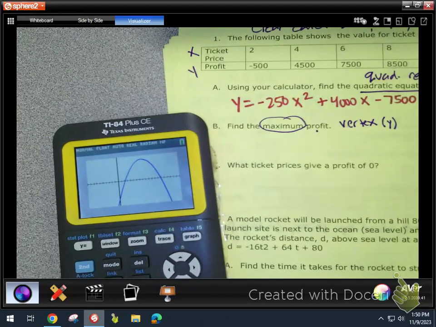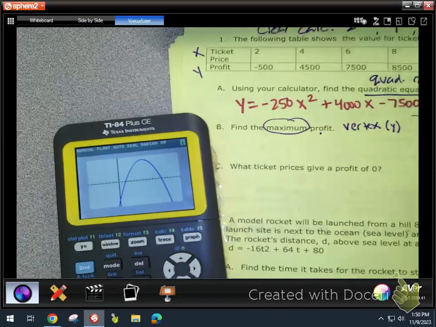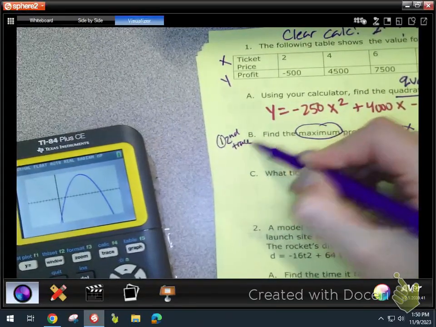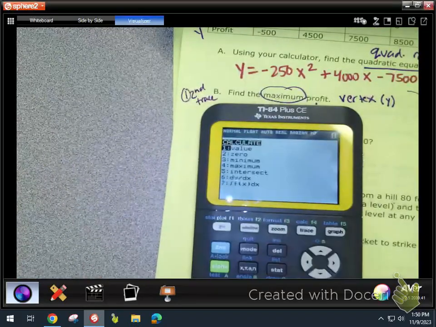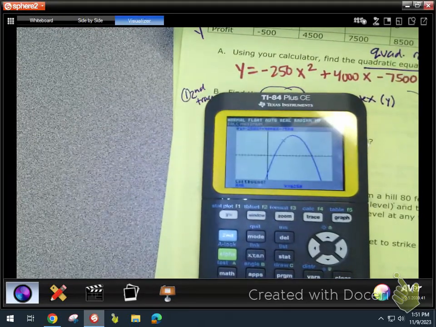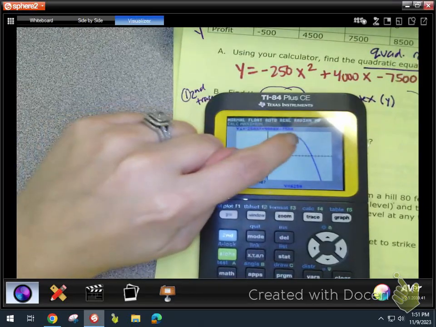So here's how we do that. Step 1: second trace. Again, we're calculating something. We did second trace last time, and you're going to see maximum. Everyone slow down and listen to what I'm going to say. I'm not going to talk this slow between every problem, so hear me once. You will choose maximum. And then remember, your calculator gives you questions. What does the first question say? Left bound. That is your calculator asking, are you to the left of the maximum that you want me to find?